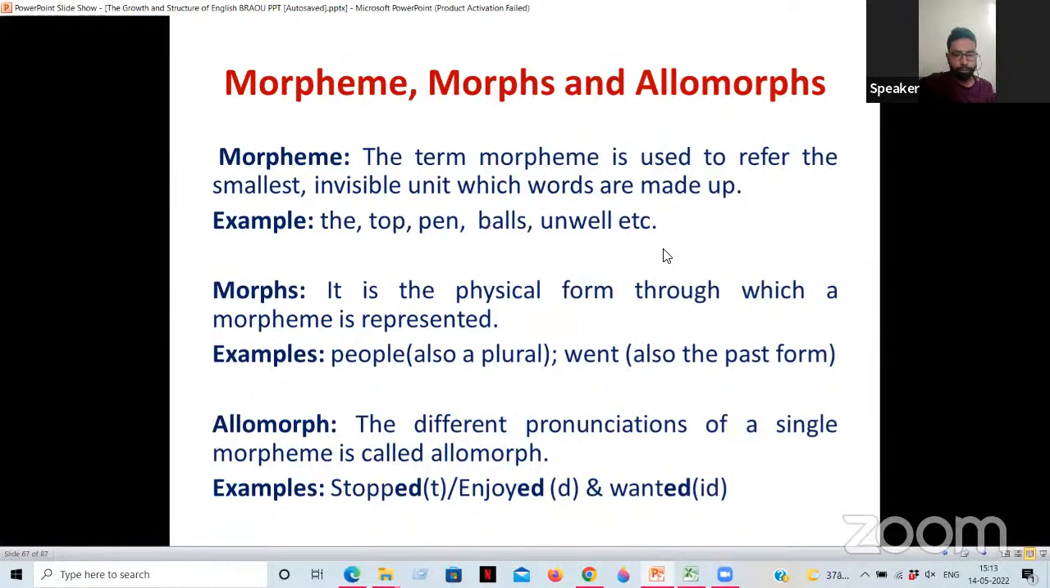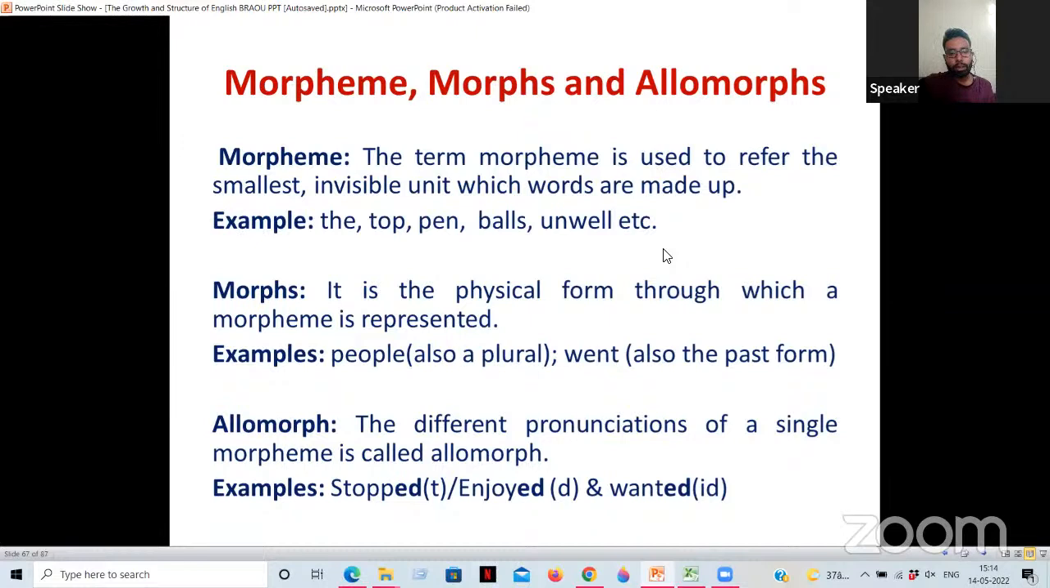Now what is a morph? A morph is nothing but the physical form. When I talk about a morpheme, it is invisible, it is abstract, because that is completely related to phonology, or you can say speech. That's why it is invisible. When the morpheme takes its physical form, that will be called a morph. For example, see the example here, like people.